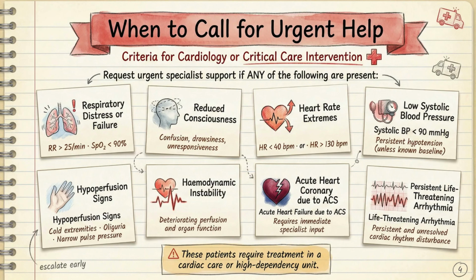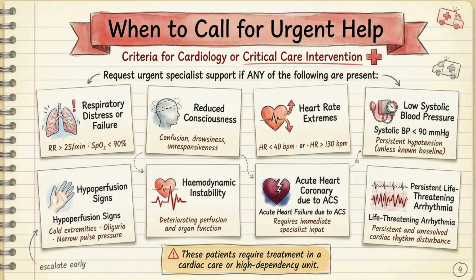When to escalate. When to call for cardiology or critical care. Request urgent specialist support if any of the following are present. Respiratory distress or failure, a respiratory rate above 25 per minute or SpO2 below 90%. Reduced consciousness, confusion, drowsiness, unresponsiveness. Heart rate extremes below 40 or above 130 beats per minute. Low systolic blood pressure below 90 millimeters of mercury.